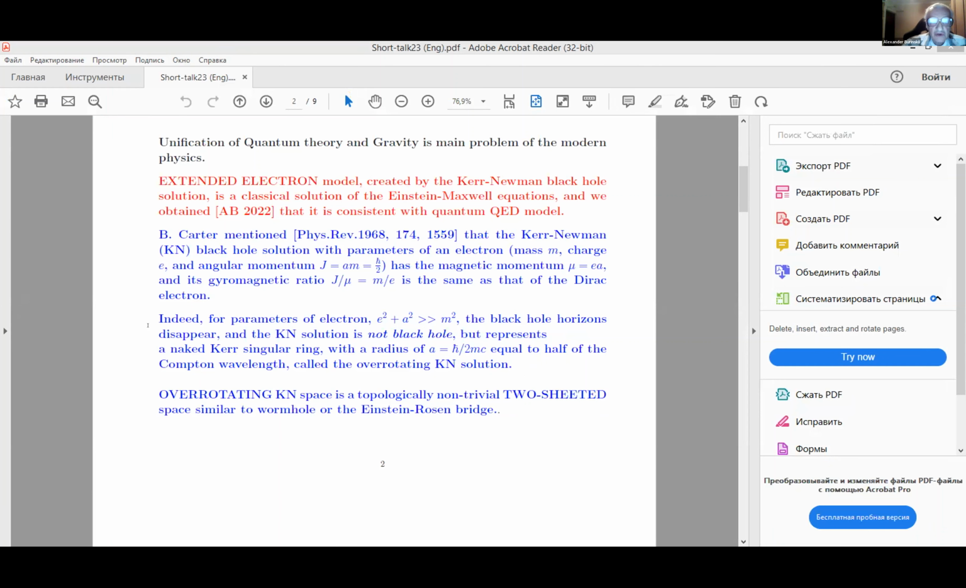Unification of quantum theory and gravity is the main problem of modern physics. Extended electron model created by the Kerr-Newman black hole solution as a classical solution of the Einstein-Maxwell equations, and we obtained that it is consistent with the quantum electron QED model.